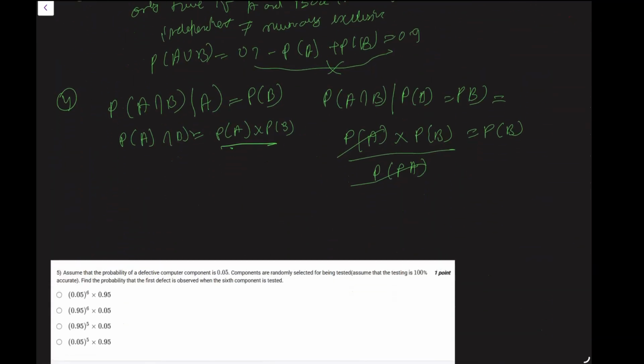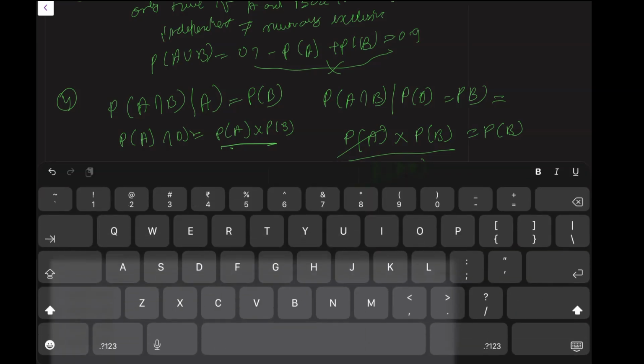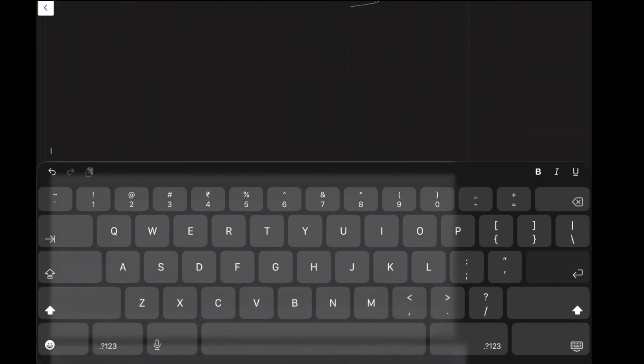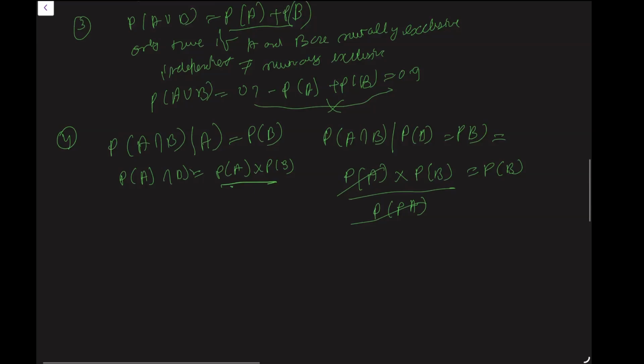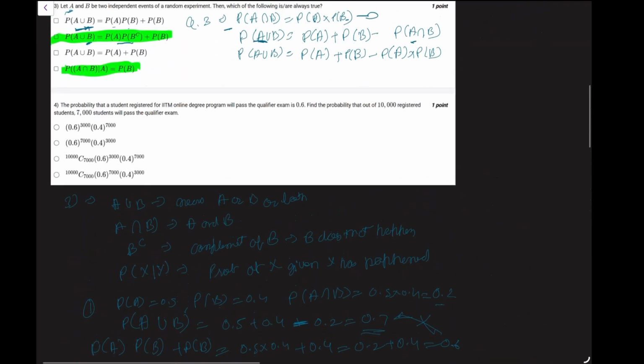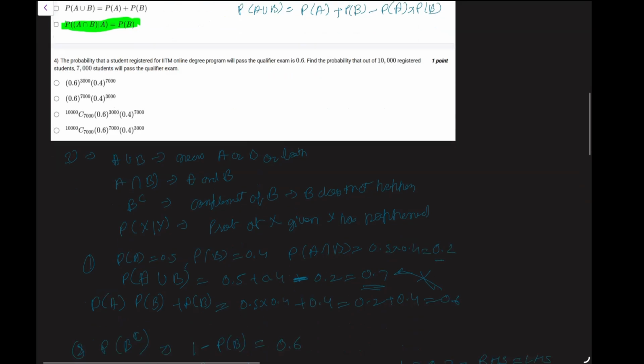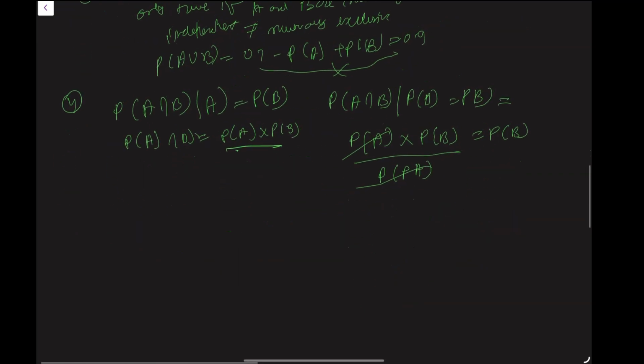Next up, we have question number 4. Let's make some room. So we have the probability that a student registered for IITM online degree program will pass the qualifier exam is 0.6. Find the probability that out of 10,000 registered students, 7,000 will pass the qualifier exam. If you see the question, you will remember that we have come back to our binomial thing, right? So question number 4.